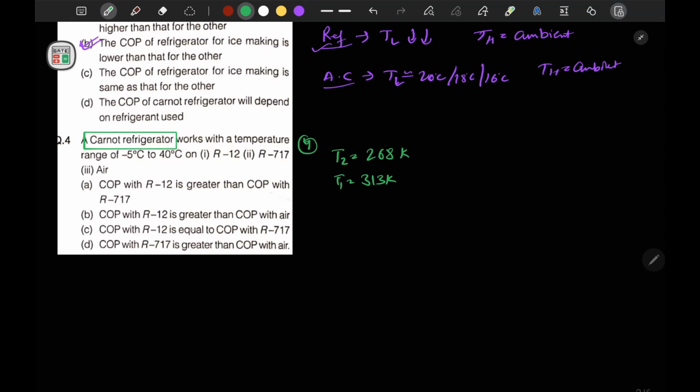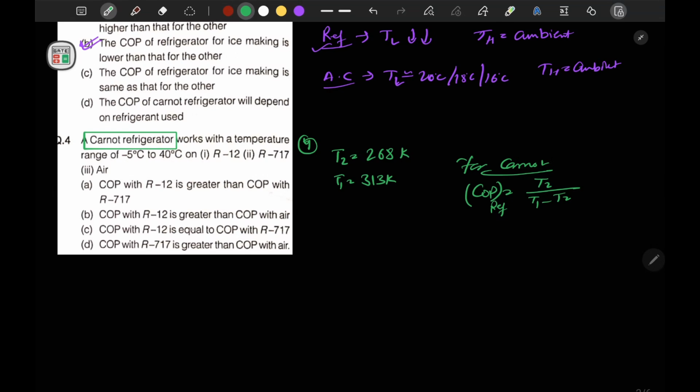Okay, so in case of Carnot, we can write for Carnot, COP is equal to T2 upon T1 minus T2 if we talk about refrigerator. Okay, refrigerator is equal to this.